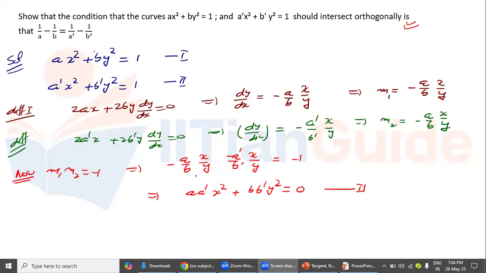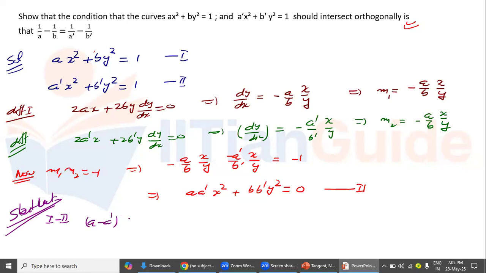How? What I have seen, that I am telling you. Just a minute. From equation number 1 and 2, I need to solve it. Okay, the correct method, the shortcut I am telling you. What you do, just subtract. Subtract 1 minus 2. The moment you do 1 minus 2, you are getting a minus a dash.